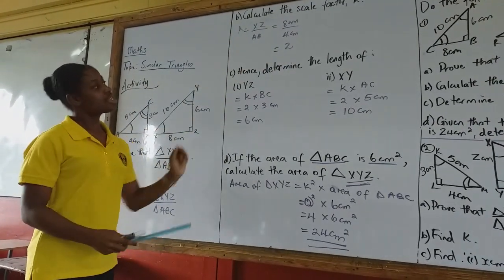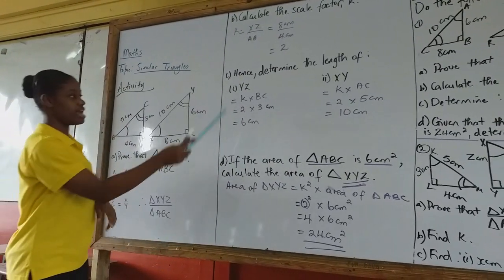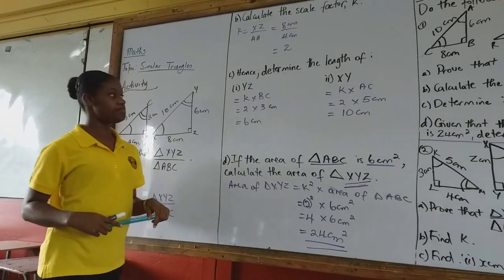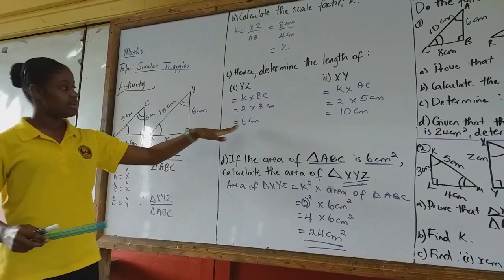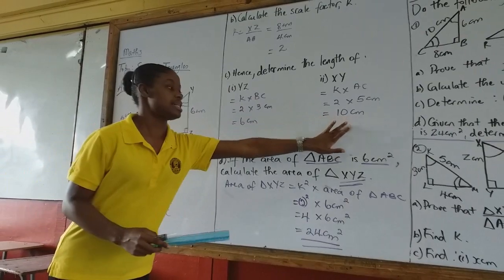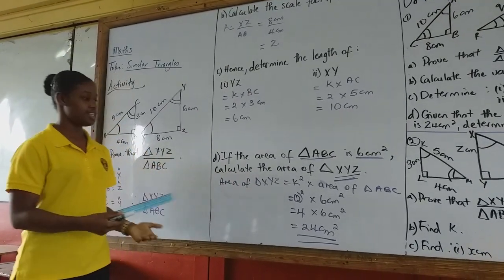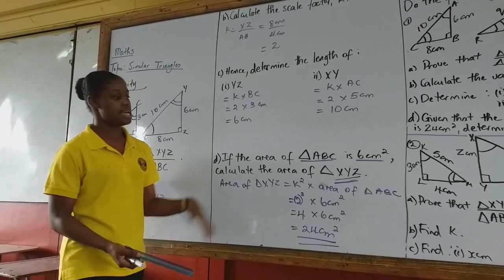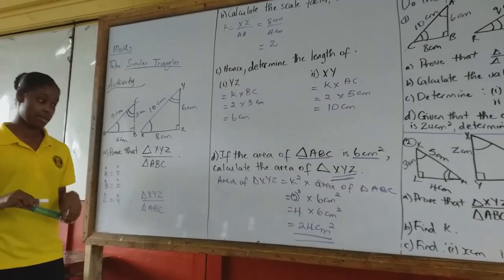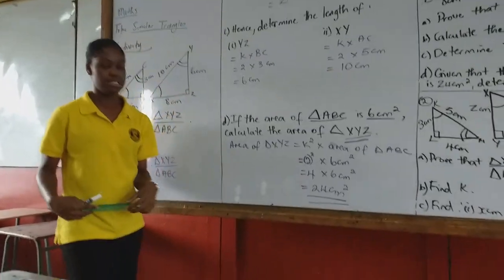To find the lengths, we use the scale factor and multiply it by the corresponding sides for YZ and XY. So YZ would have been 6 centimeters and XY we found it to be 10 centimeters. And remember, for the area of the larger triangle, we're going to multiply the area of the smaller triangle by the square of the scale factor K. And in this case, our answer would have given us 24 centimeters squared.